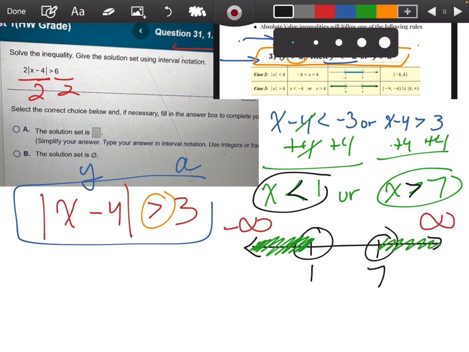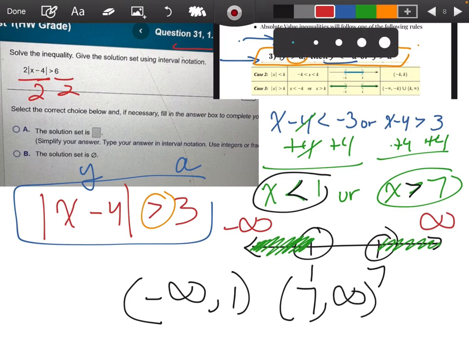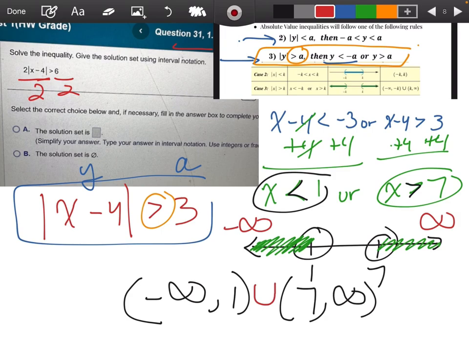So if I'm going to start to write my answer in interval form, we started shading at negative infinity, we stopped at 1, we started up again at 7, we went all the way to infinity, and then we're going to put the U in the middle, okay? That's the union. It's just connecting those two.